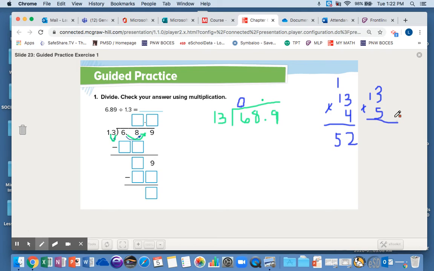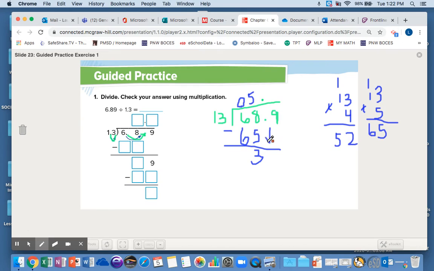So what we have to do, we have to always guess and check, right? 5 times 3 is 15. 5 times 1 is 5, plus 1 is 6. Oh, okay. So how many times does it fit? 5 times. Awesome. So 8 minus 5 is 3.